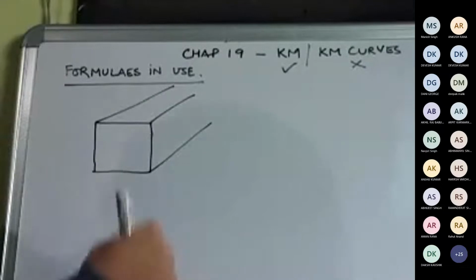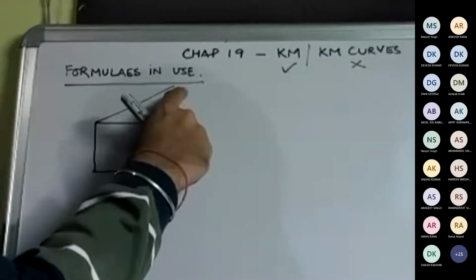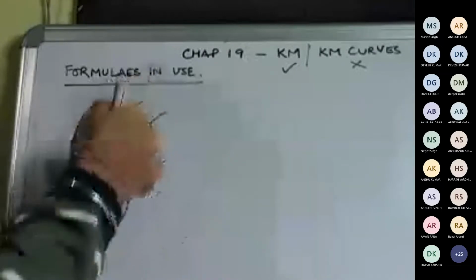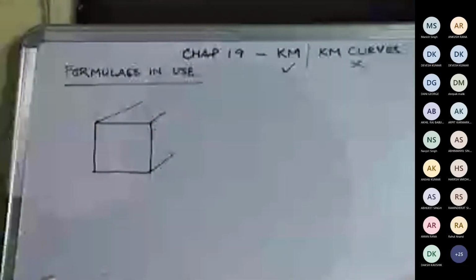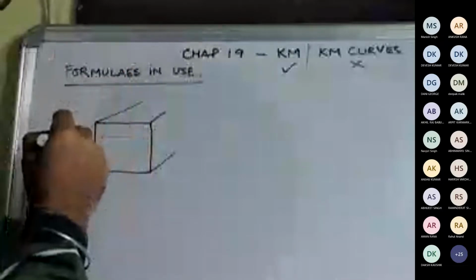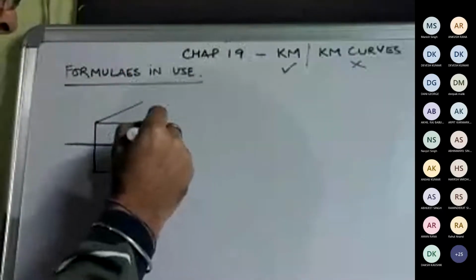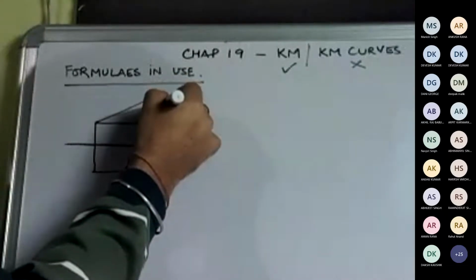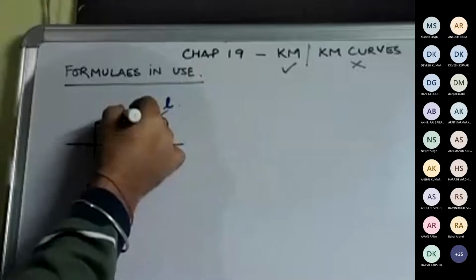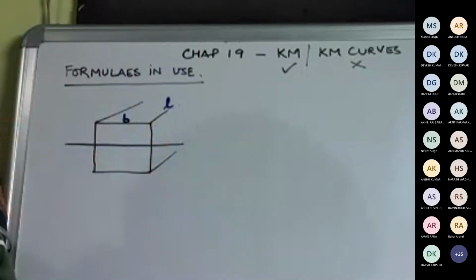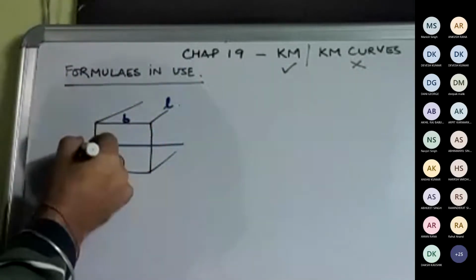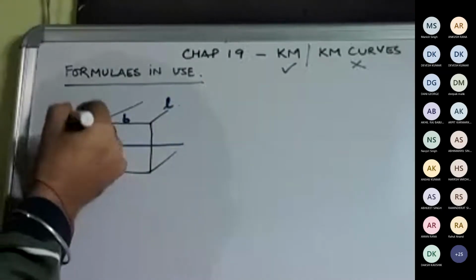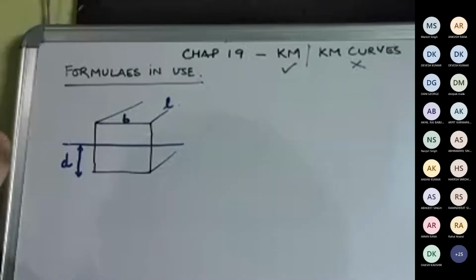So we're talking about a log which is floating in water, and so this is the water line. So the log is of length L and breadth B, and it is floating in water of draft D.